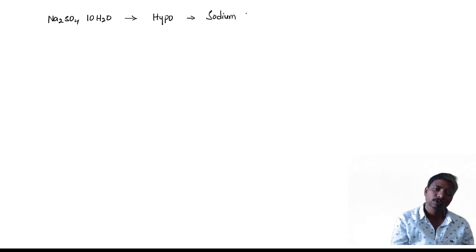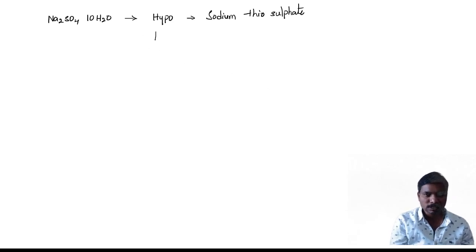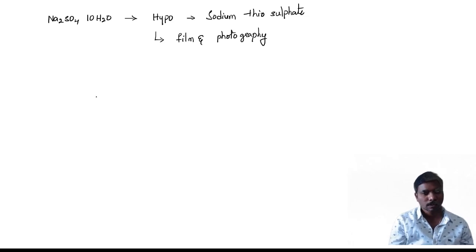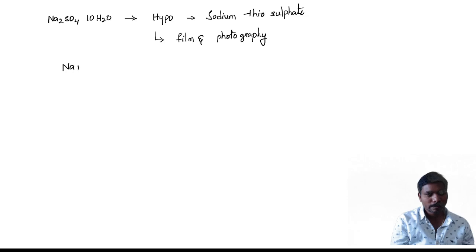Now coming to the next one, Na2SO4 10H2O, also called hypo, sodium thiosulfate. Where are we using this one? It is used in film and photography.